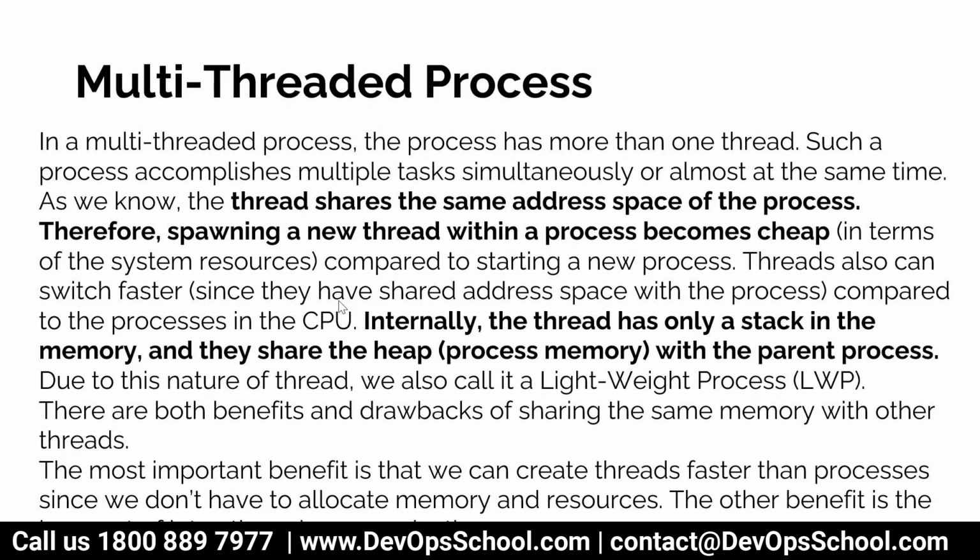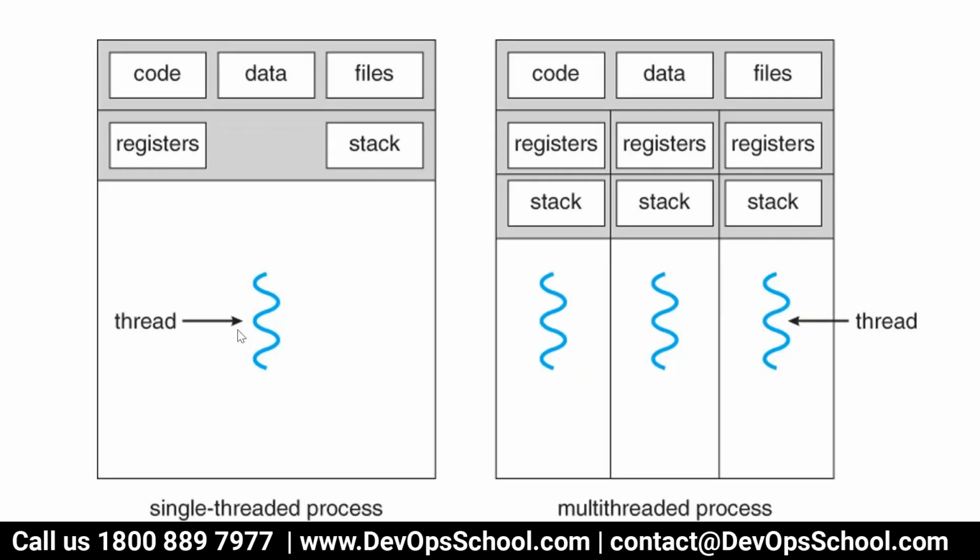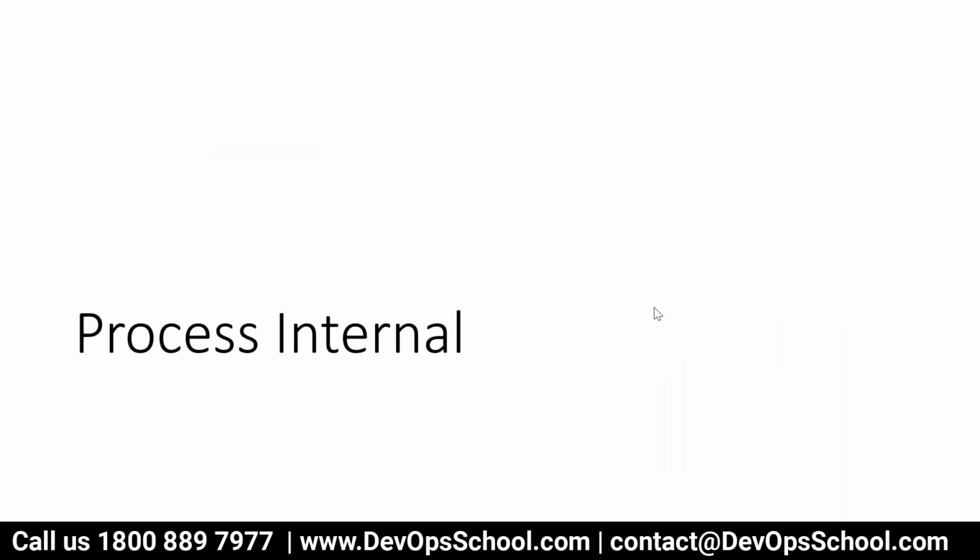Threads can also switch faster compared to processes in the CPU, since they share the address space with the process. Internally, the thread has only its own stack in memory and they share the heap memory with the parent process. Look at this image. Here you have one process with all the data available, and the thread uses all that data. In this multi-threaded process, you don't have to switch the context. This is one thread, another thread, and they have their own data. That way it becomes faster to switch from one thread to another.